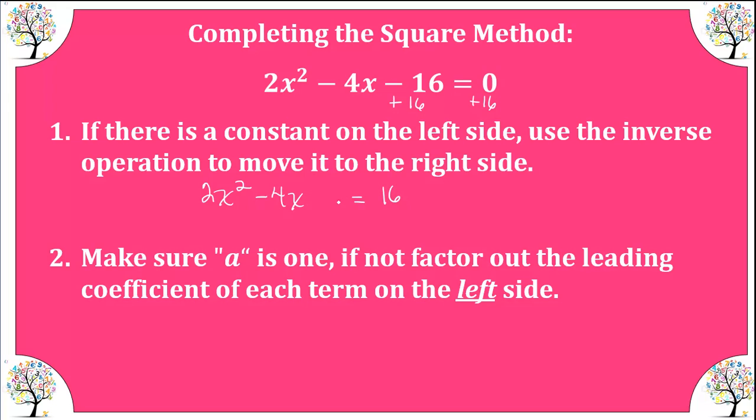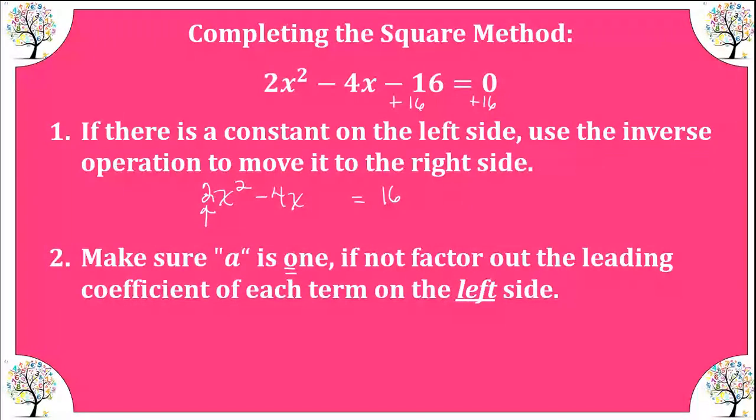Now, notice I left a space here. I just make this a habit because we are going to try to create a perfect square trinomial on the left side, which means we need a constant here. And yes, if there's already a constant there, you go ahead and move it to the right side. The second thing is our a value needs to be 1.